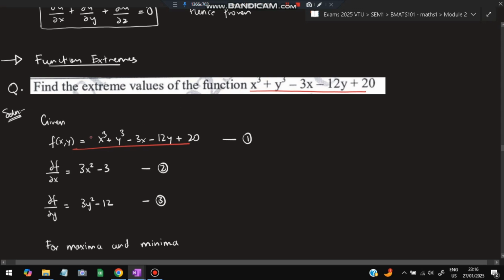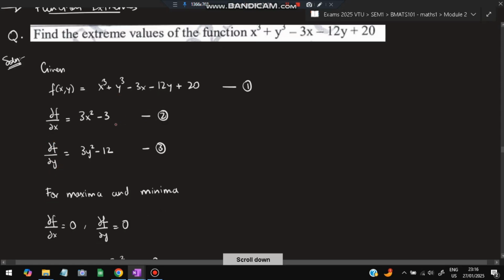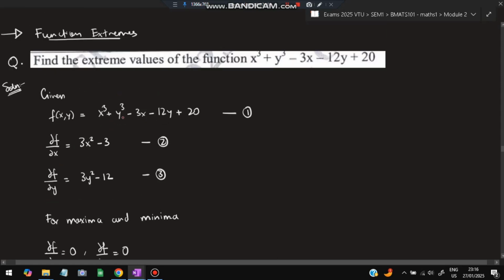Your next step is to find out del f by del x, del f by del y. Differentiate partially with respect to x and differentiate partially with respect to y. When you differentiate partially with respect to x, all the other terms including y are treated as constant. So x cube will become 3x square. This will become 0 because it's a constant. This will become 3, and this will become 0, this will also become 0. Like that for y also we'll be doing, and we'll be obtaining the answer 3y square minus 12.